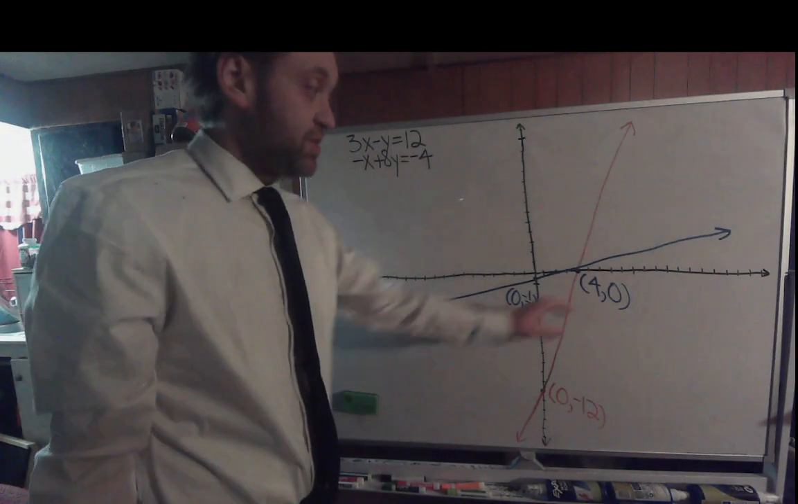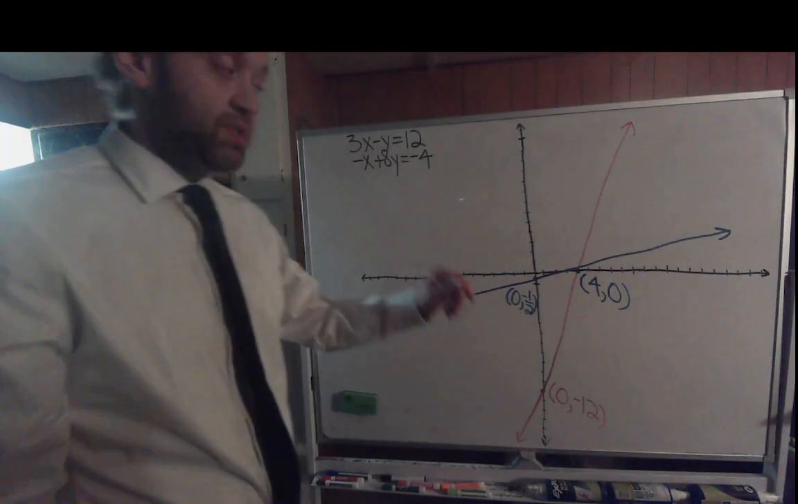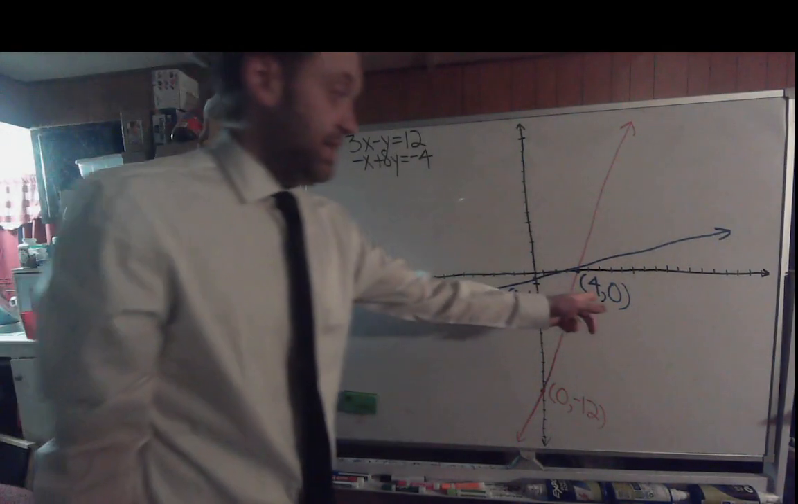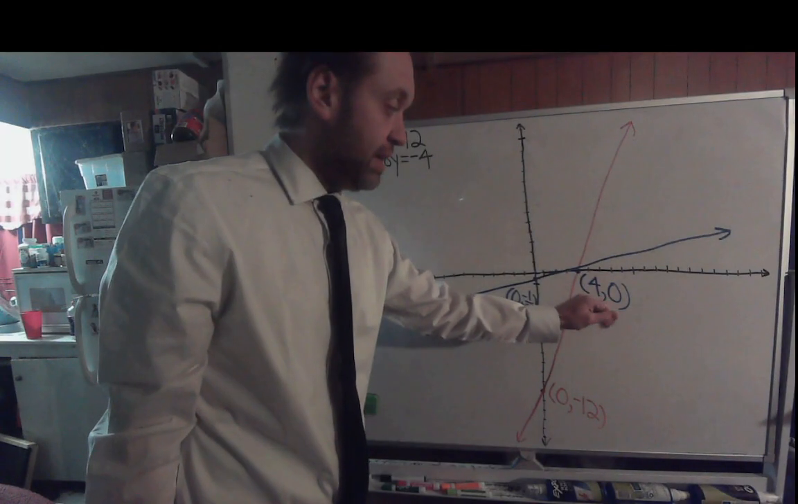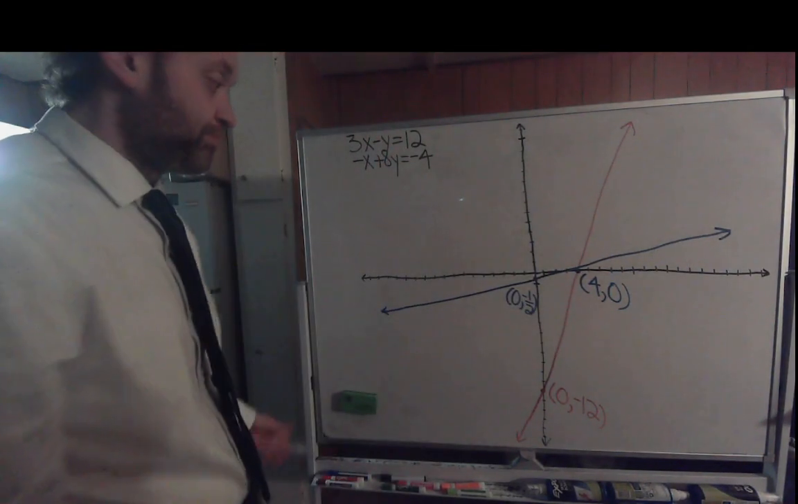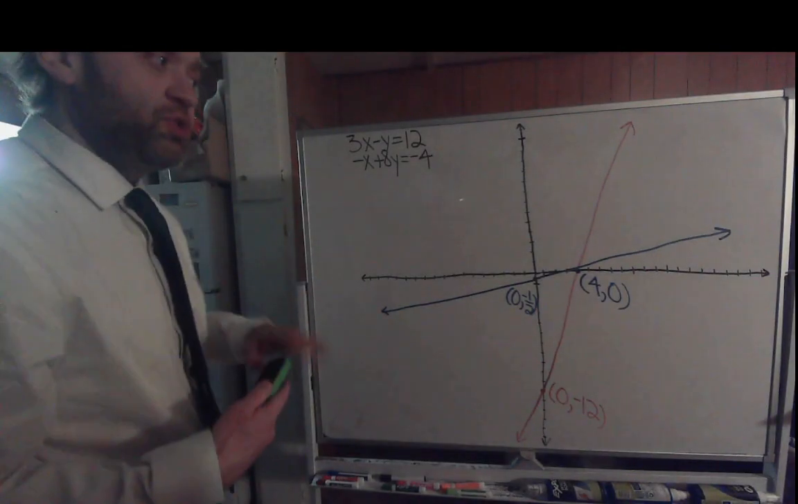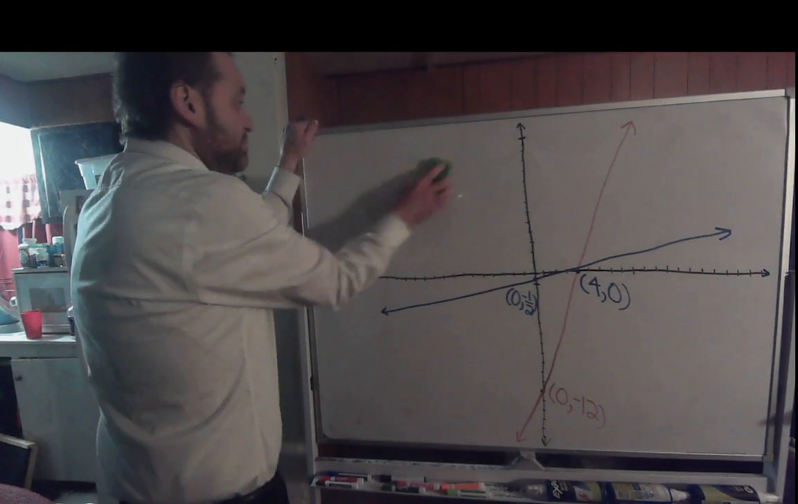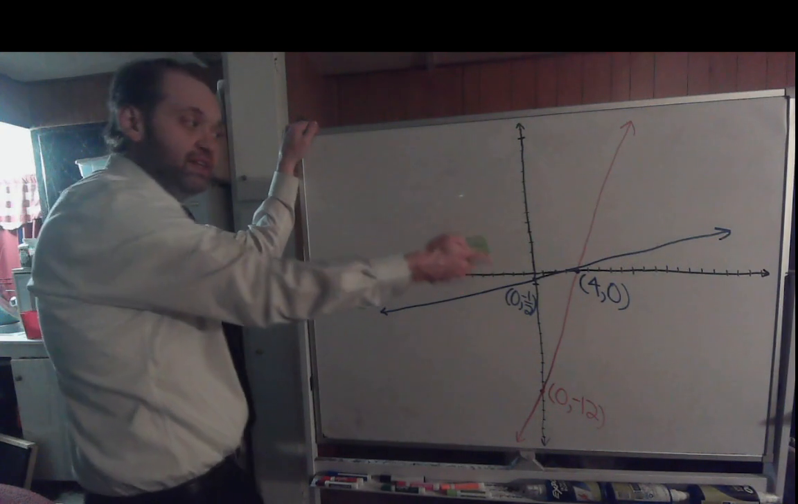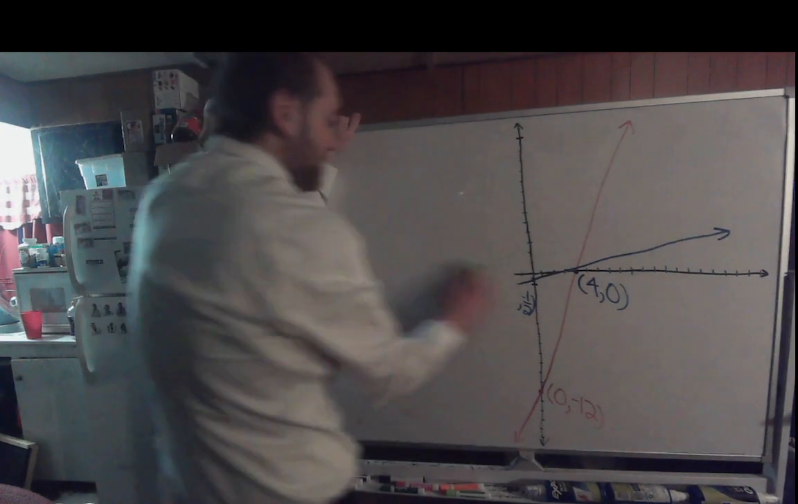They both intersect at their x-intercepts. So that's easy. These two lines intersect at (4, 0). So that's how you do it graphically and get a rough estimate. And sometimes it's painfully obvious, like it was with this graph, where they intersect. But that's not always the case.